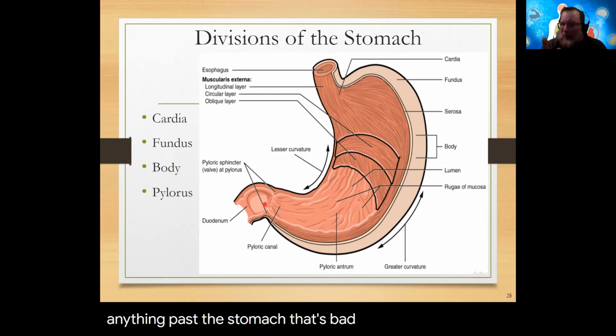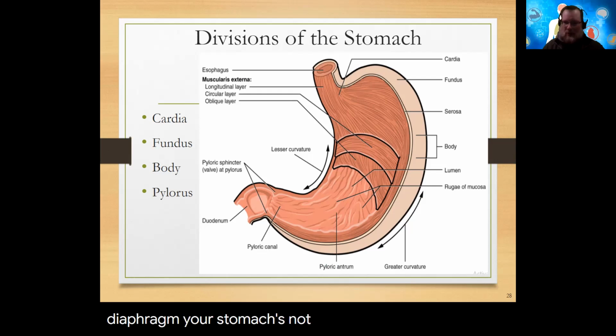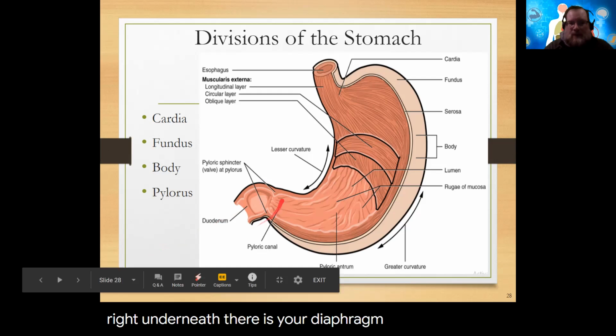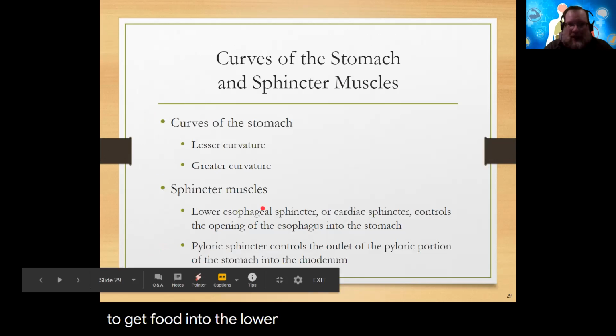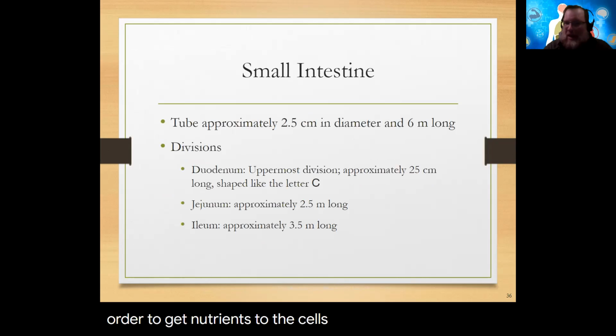Okay, the stomach, by the way, too, remember the stomach is right under the diaphragm. Your stomach's not way down by your belly button or down by your waist. Your stomach's way up here. This is your liver. It's right underneath there. Here's your diaphragm. So you've got to get food into the lower GI tract, into the small intestines, in order to get nutrients to the cells. So it's bad if babies are projectile vomiting. We've got to fix it.